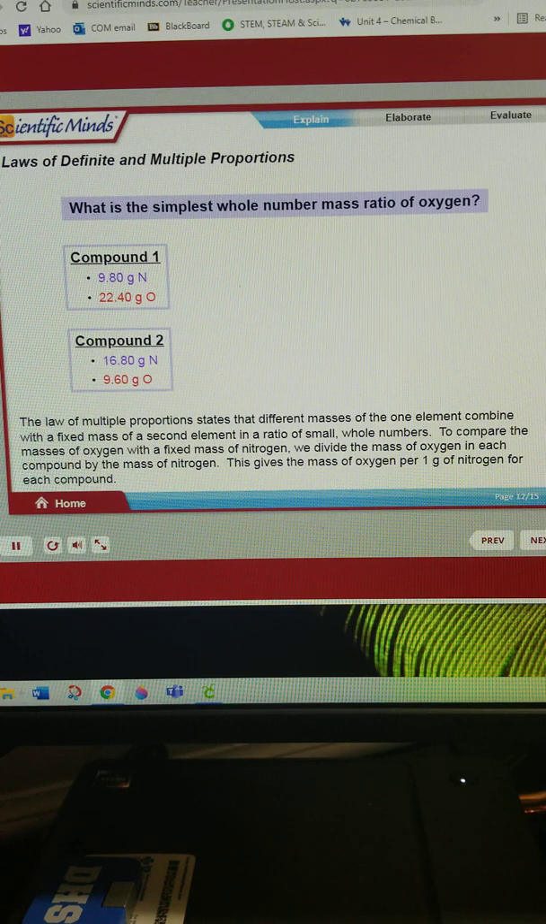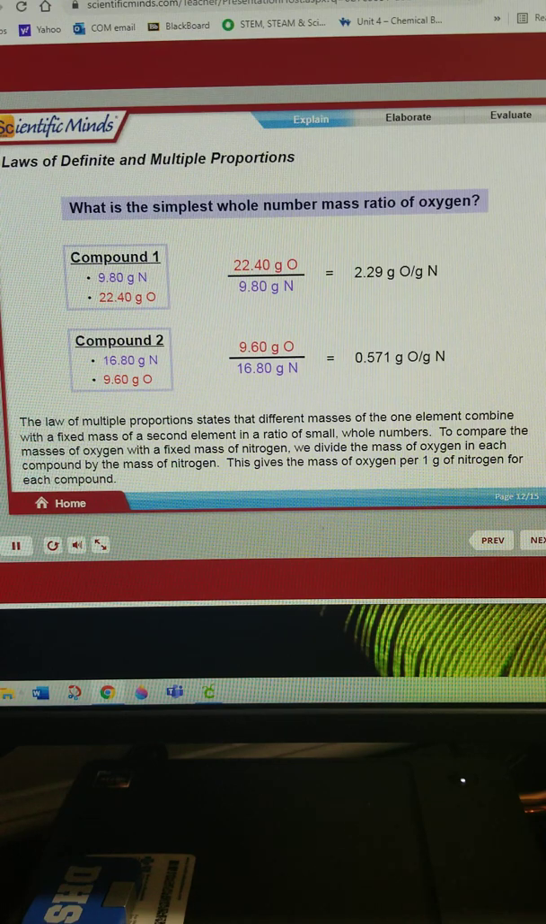The law of multiple proportions states that different masses of the one element combine with a fixed mass of a second element in a ratio of small whole numbers. To compare the masses of oxygen with a fixed mass of nitrogen, we divide the mass of oxygen in each compound by the mass of nitrogen. This gives the mass of oxygen per 1 gram of nitrogen for each compound.